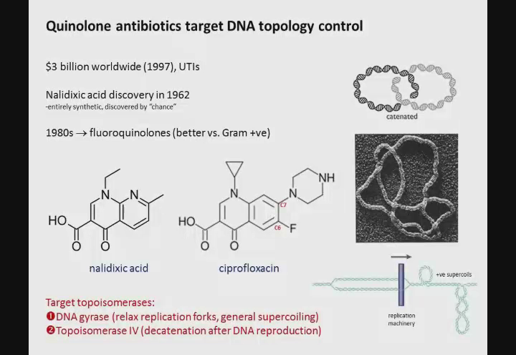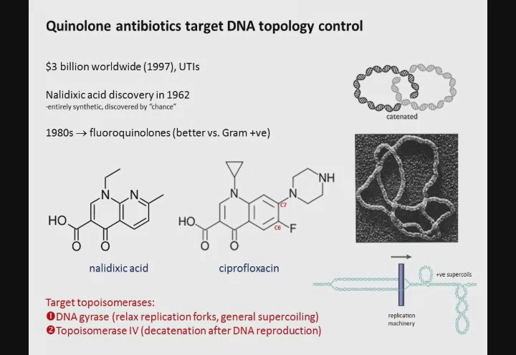Right, part 2. Quinolone antibiotics. They're really neat. Massive global usage of these. So what you see here is they're most commonly used in urinary tract infections, UTIs. Oh, good Lord, what an old reference, 1997. But even pre-millennium bug, $3 billion worldwide sales. And they're a neat example of entirely synthetic antibiotics.